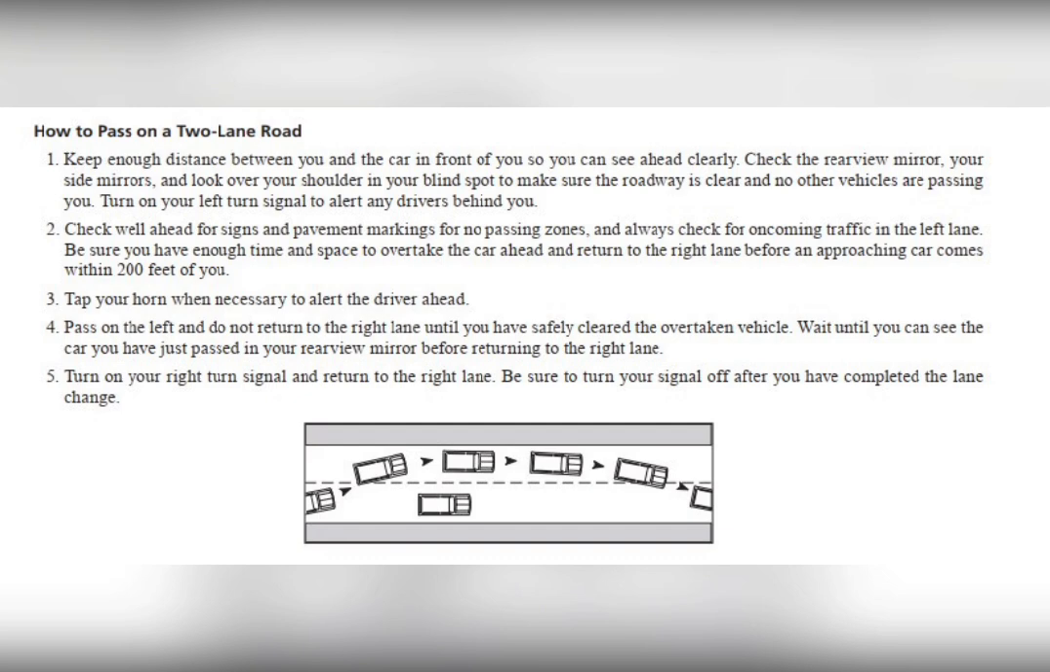2. Check well ahead for signs and pavement markings for no passing zones, and always check for oncoming traffic in the left lane. Be sure you have enough time and space to overtake the car ahead and return to the right lane before an approaching car comes within 200 feet of you. 3. Tap your horn when necessary to alert the driver ahead. 4. Pass on the left and do not return to the right lane until you have safely cleared the overtaken vehicle. Wait until you can see the car you have just passed in your rearview mirror before returning to the right lane.